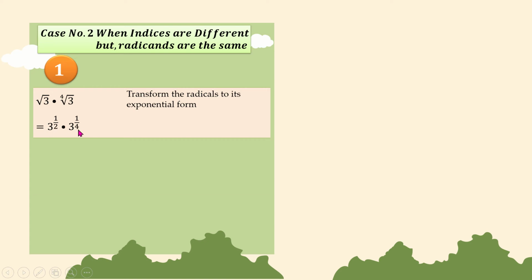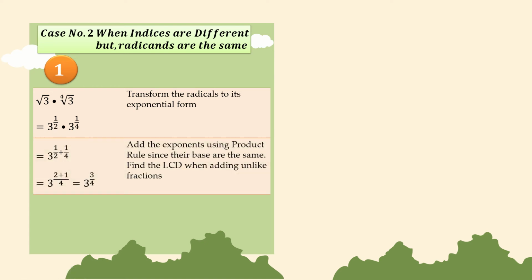So what shall we do next? Okay. We combine their exponents since their bases are the same. With base 3, right? In the product rule, when multiplying powers of the same base, we add exponents. So, their bases are both 3. So we copy base 3 and we add their exponents 1/2 and 1/4. Add exponents using the product rule since their bases are the same.